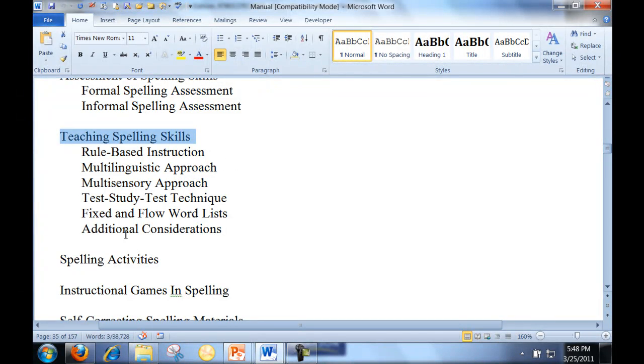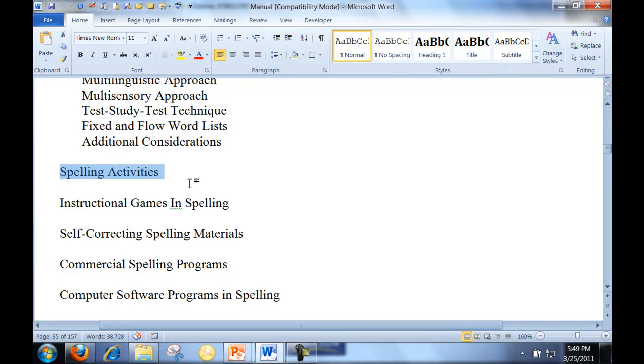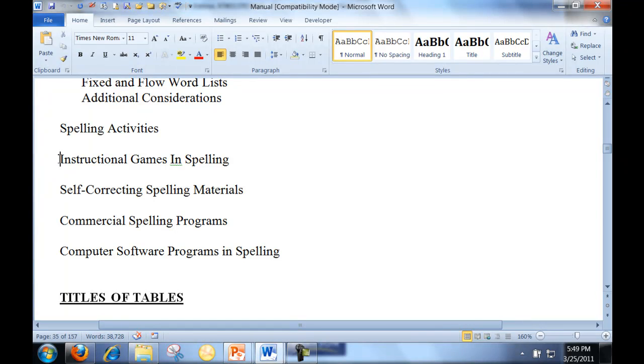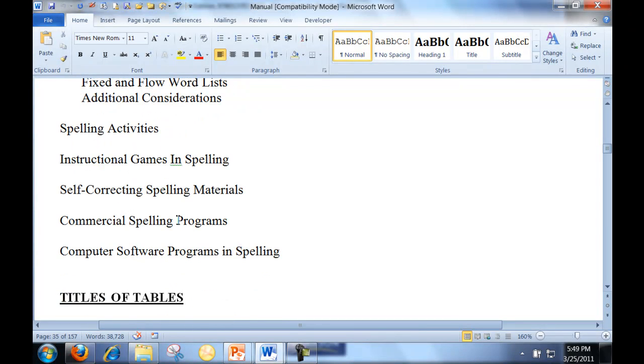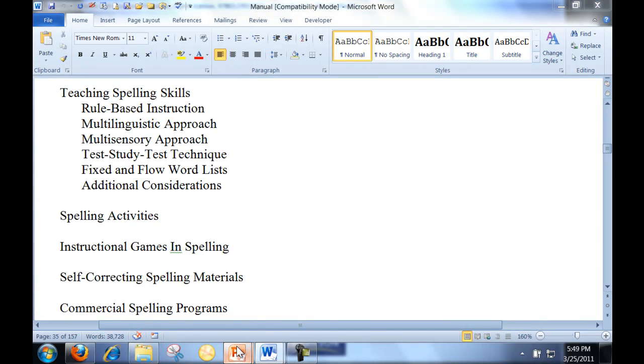spelling and these different approaches: a rule-based, a multilinguistic, multi-sensory approach, test study test technique, fixed and flow, and some additional considerations. Okay, and then this is a pretty big chunk too about activities that you can do. And then, like I did before, I'll have you help me with these games, the self-correcting materials, commercial things, and then this software. So that's kind of what the chapter looks like: assessment, and then teaching approaches, activities to teach it, and then these interactive things here. Okay, let's take a look at Chapter 9.